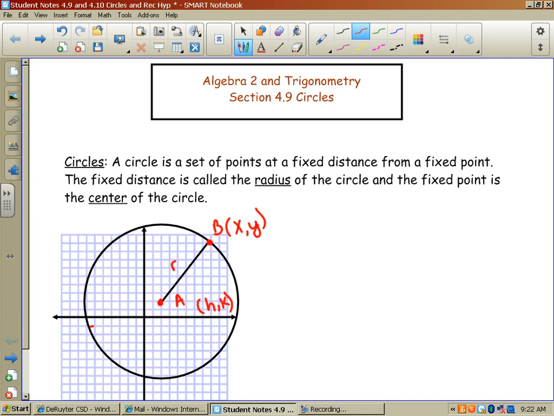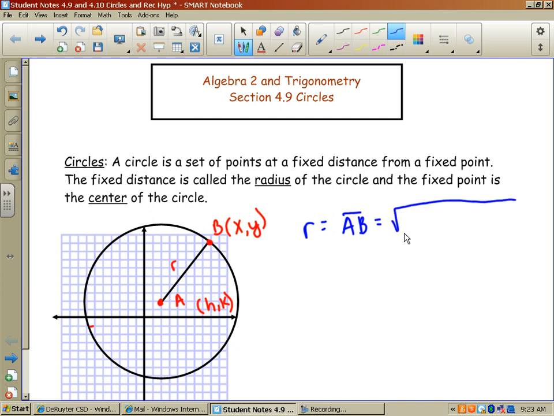So what we're going to do now is use this information to come up with the equation of a circle. We're going to do this by using the distance formula. You should have had the distance formula memorized from geometry. So if we want to find the distance of this radius, the radius R is the line segment AB.